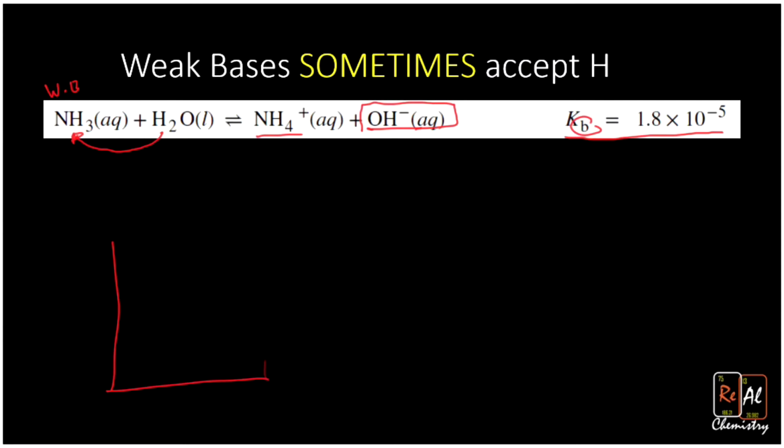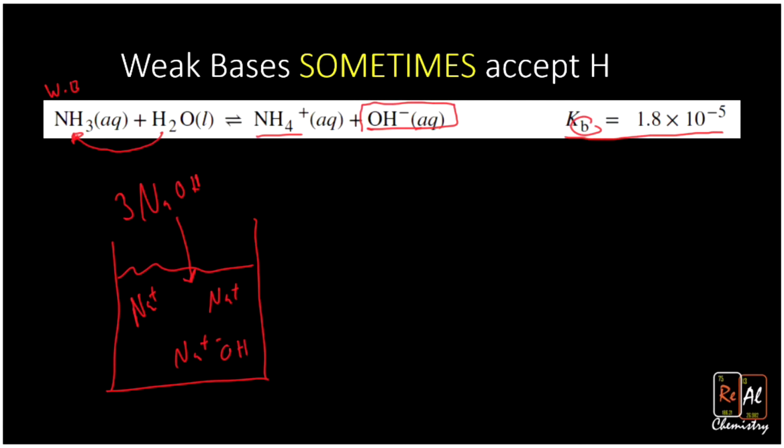So let's say that we have a beaker here of strong base. We put in, say, sodium hydroxide. And if we put in 3 sodium hydroxides, then what we get in solution is 3 sodiums, because they fall off, and 3 hydroxides. So pretty straightforward. Because sodium hydroxide fully dissociates, we get the same number of hydroxides in solution as we have sodium hydroxides.